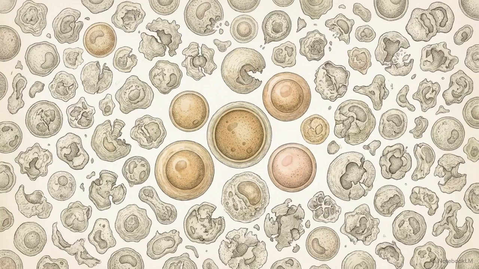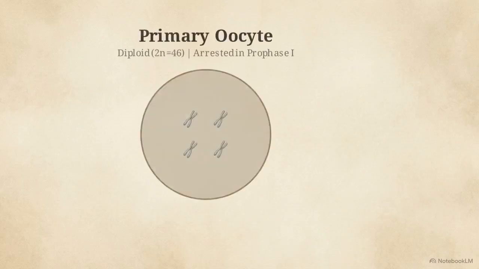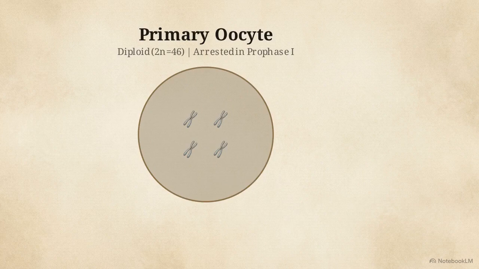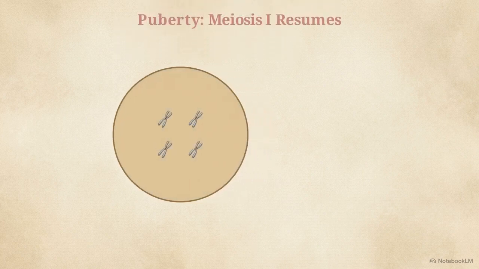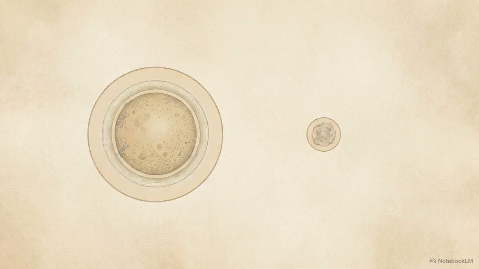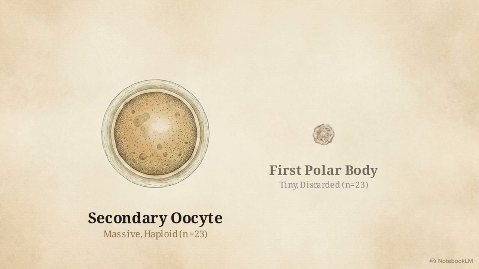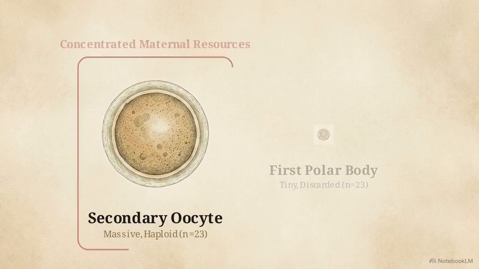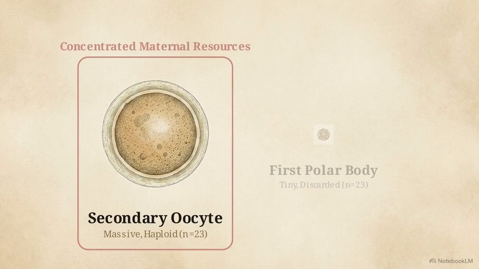During this lengthy suspension, the vast majority of these cells undergo atresia. This massive biological attrition rapidly strips down the viable follicle pool before puberty. With the pubertal cycle's onset, surviving primary oocytes are triggered to resume meiosis I. But when division finishes, it is violently unequal. It produces one massive secondary oocyte and a tiny, useless first polar body.